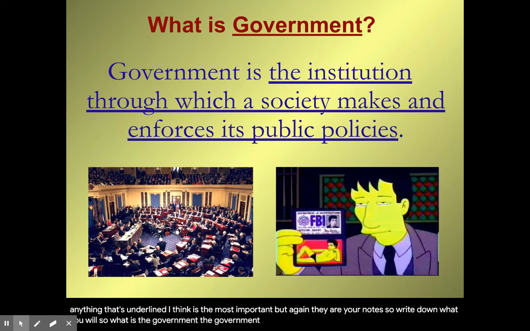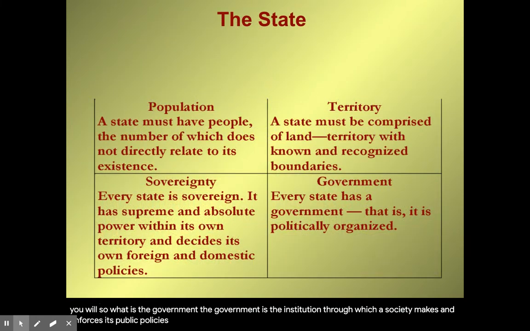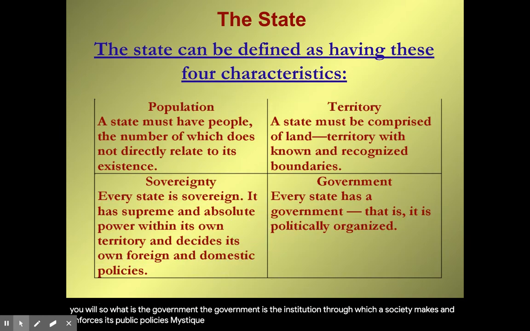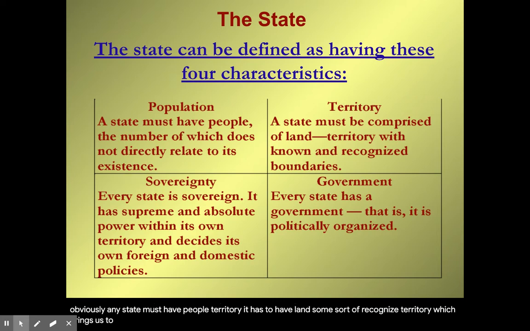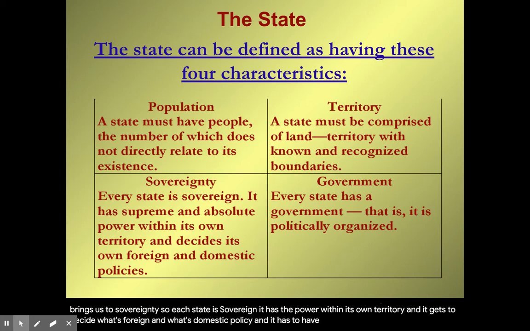So what is the government? The government is the institution through which a society makes and enforces its public policies. The state can be defined as having these 4 characteristics. So population, obviously, any state must have people. Territory, it has to have land, some sort of recognized territory, which brings us to sovereignty. So each state is sovereign. It has the power within its own territory, and it gets to decide what's foreign and what's domestic policy. And it has to have a government as well.